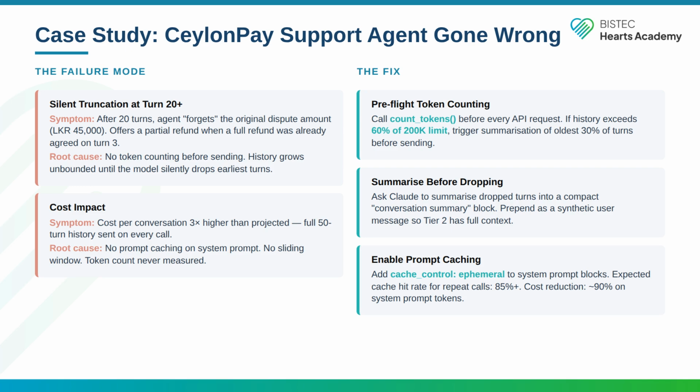Third, write a test that injects a 50-turn conversation history and verifies that the agent's answer on turn 50 is consistent with facts established on turn 3. If that test had existed, this bug would have been caught before staging.